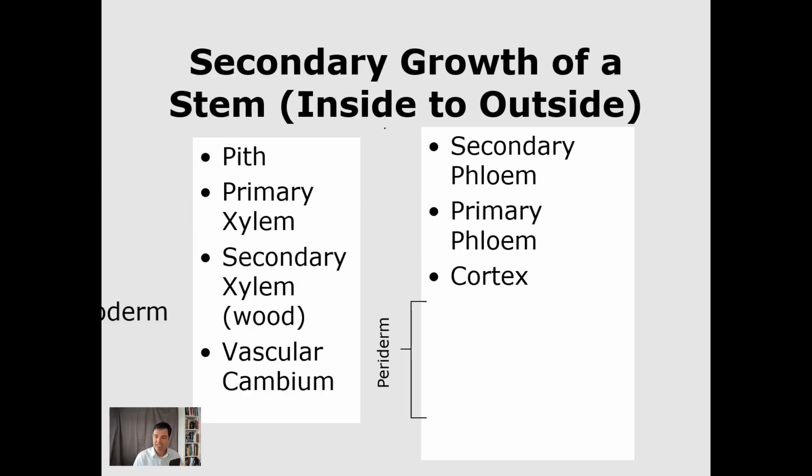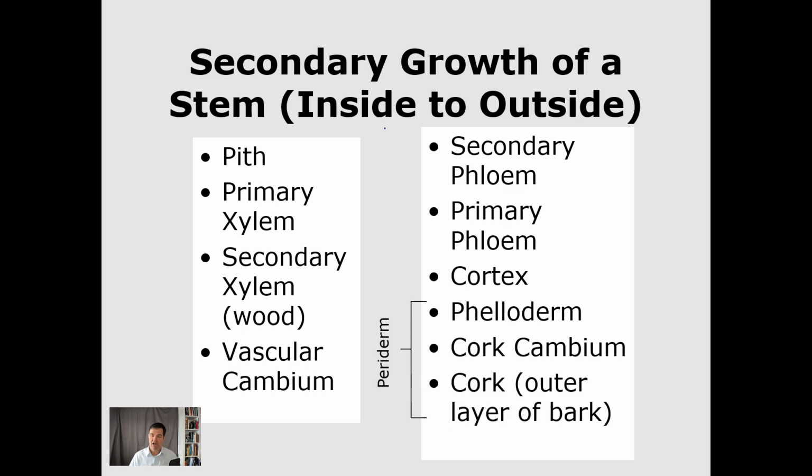Okay, if I take a tree and I'll walk you through this, and then I'll show you it on a picture. But if you start at the very center of the tree and work your way outward, you would start off in the pith, then you would hit primary xylem, secondary xylem, vascular cambium, secondary phloem, primary phloem, cortex, and then the periderm. And again, remember the periderm is those three layers: the phelloderm, cork cambium, and the cork. Again, I'll show you a picture of it because for me, the picture works better, but I show you it both ways.